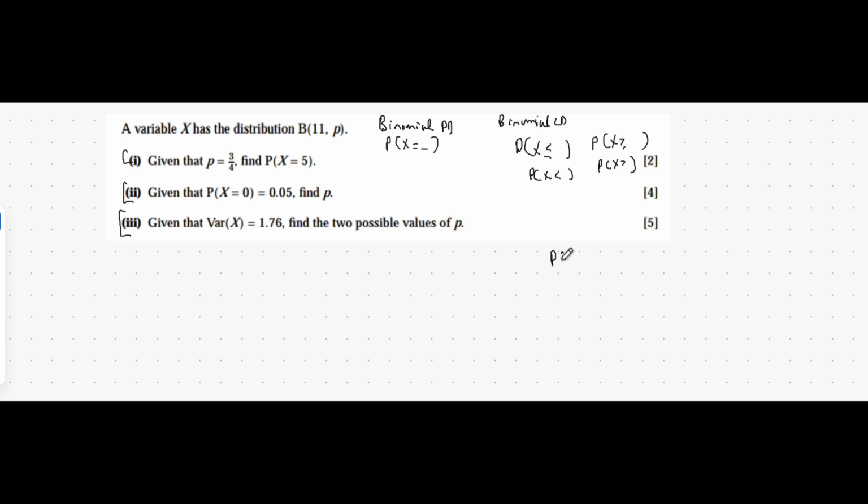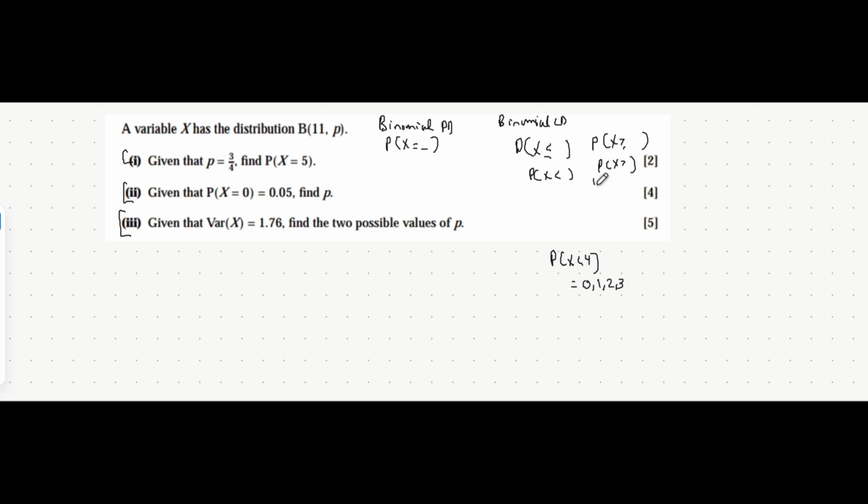Let's say you want to find the probability of x being less than or equal to 4. That includes 0, 1, 2, 3, and 4. However, if you want to find the probability of x being less than just 4, so not less than or equal to 4, that means you don't include 4 in your data. So you're only interested in 0, 1, 2, and 3. Just something to be careful of.